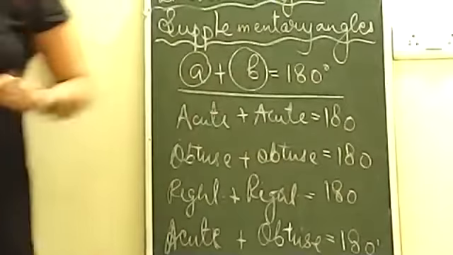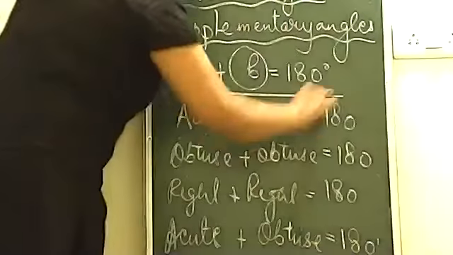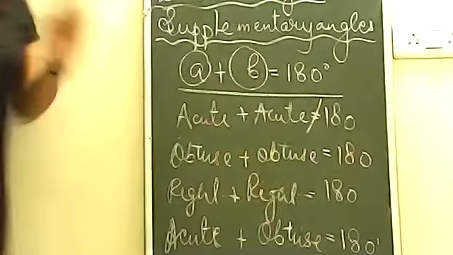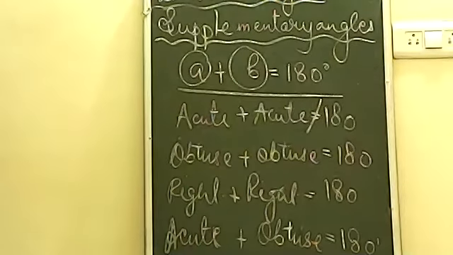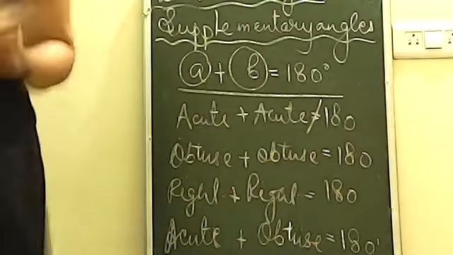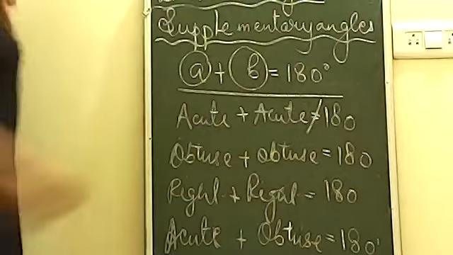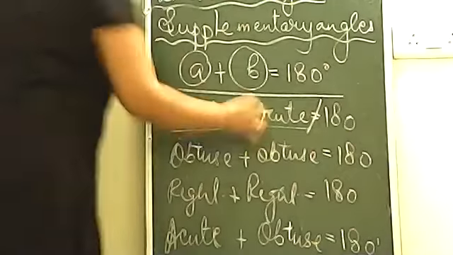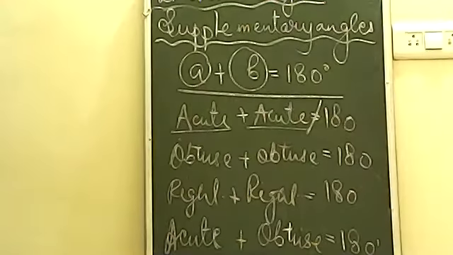You said, ma'am, not possible. I'm telling you the reason. Absolutely right. It is not possible at all to have two acute angles giving you the sum 180. It will always be less than 180. So the first condition is not possible. Two acute angles cannot be supplementary.